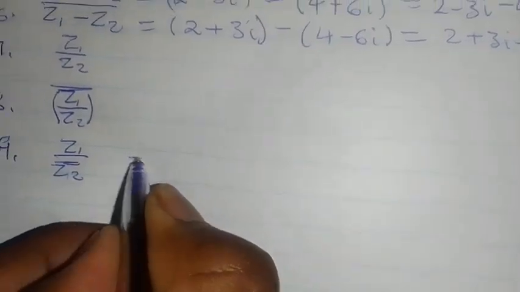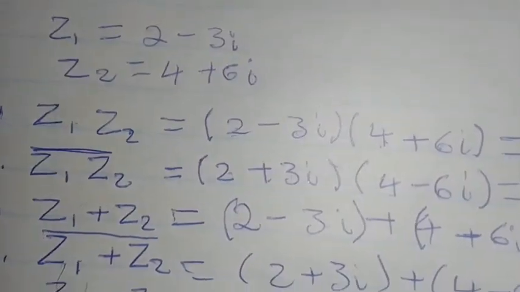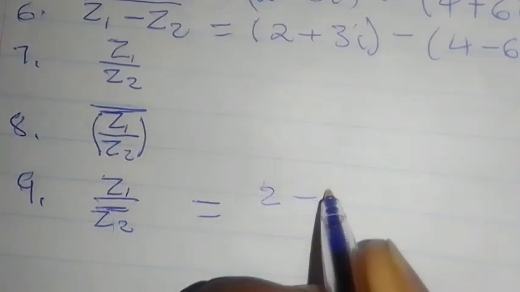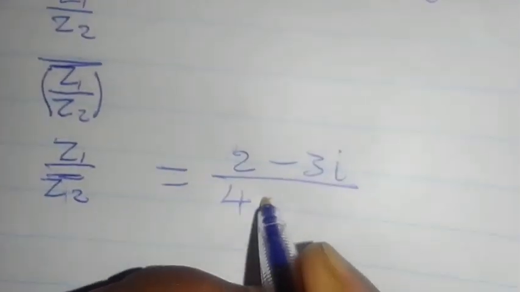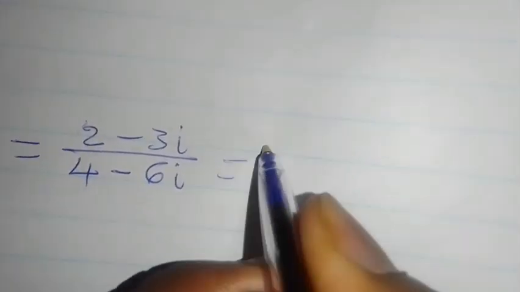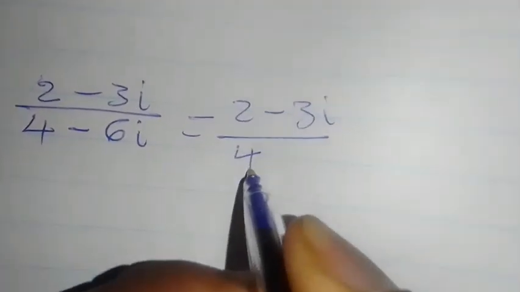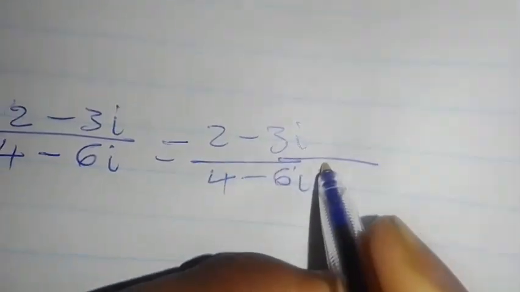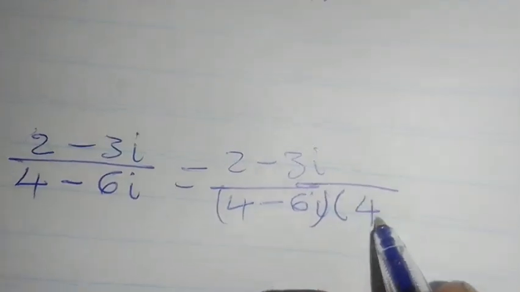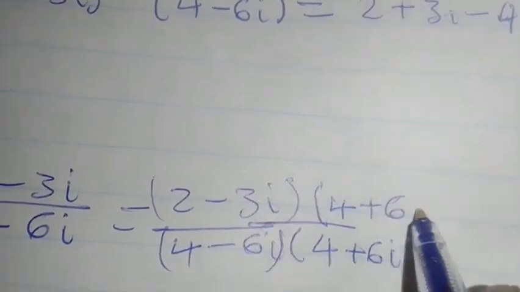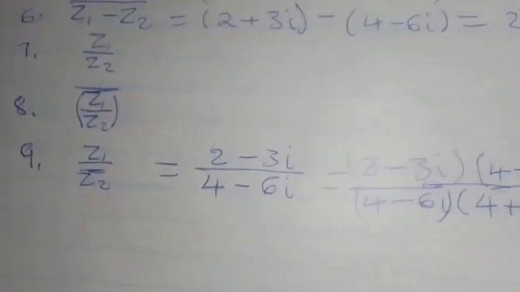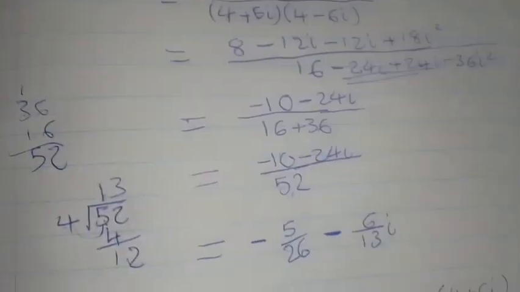Now, z1 over z2 conjugate. This will be the same as, remember z1 is 2 minus 3i. And now what's the conjugate of z2? It will be 4 minus 6i. And then while you solve this, you're going to say 2 minus 3i over 4 minus 6i. Then you multiply by the conjugate of the denominator, that will be 4 plus 6i over 4 plus 6i. So that will be z1 over z2 conjugate. So you just do the same procedures I showed you.